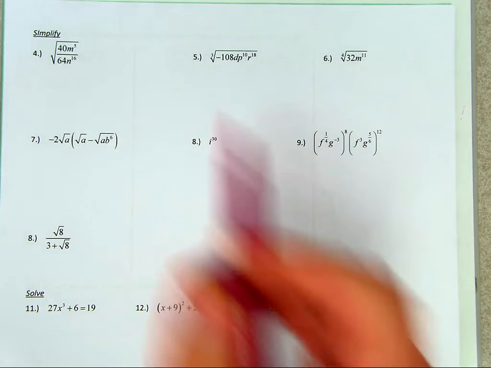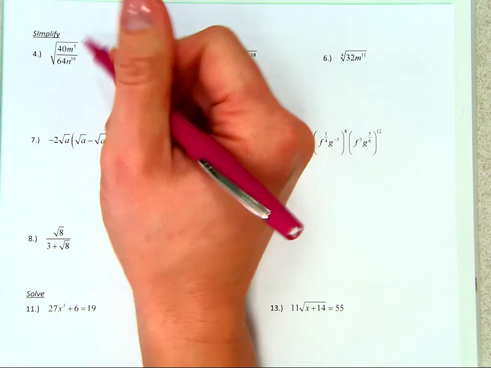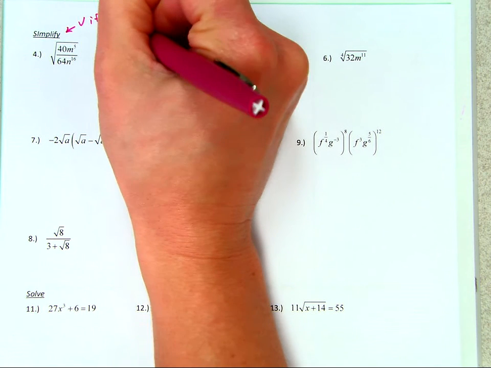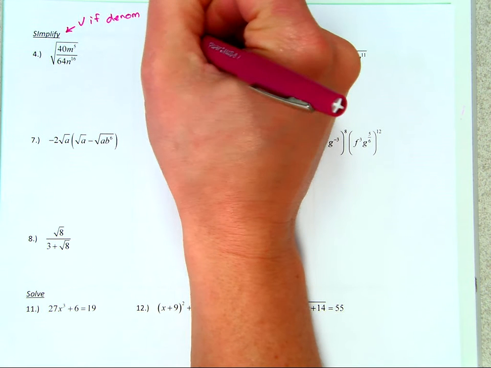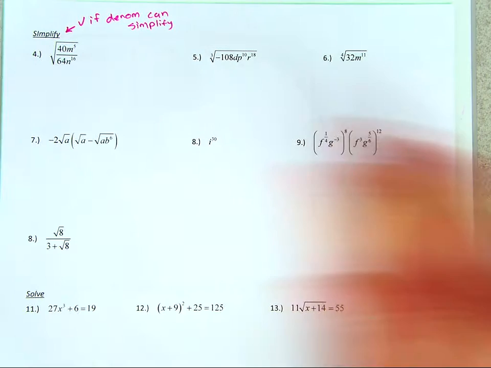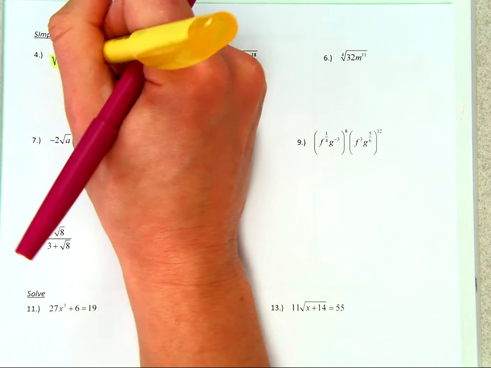Okay, so let's look at number 4. Number 4, I always tell you, check if the denominator can simplify. Because if the denominator can simplify, then that makes everything so much easier because then we don't have to worry about rationalizing. So, is there a square root of 64?